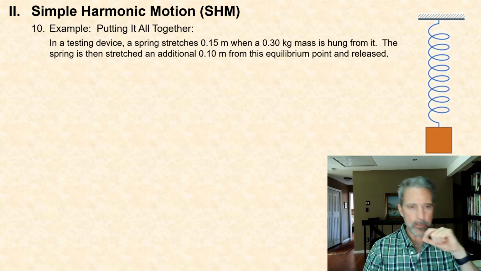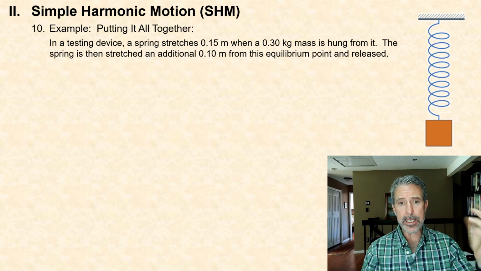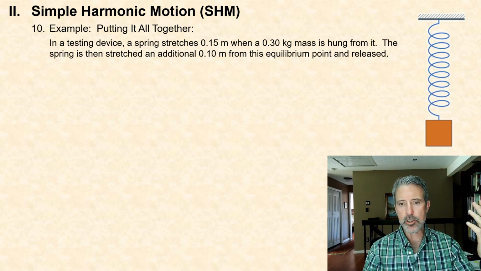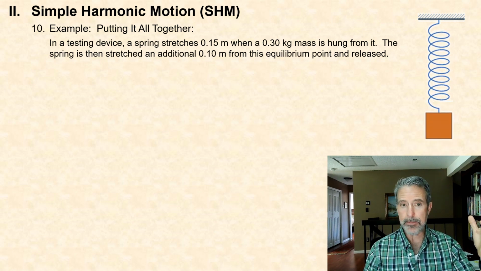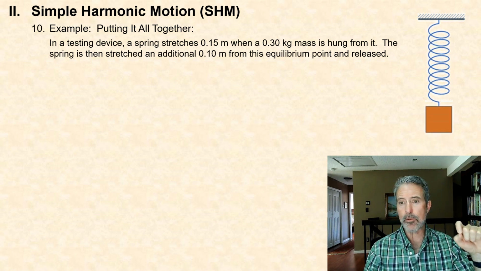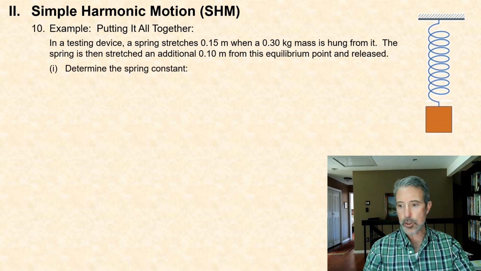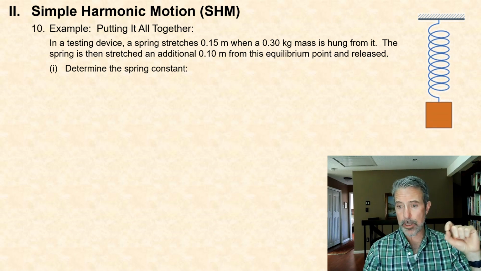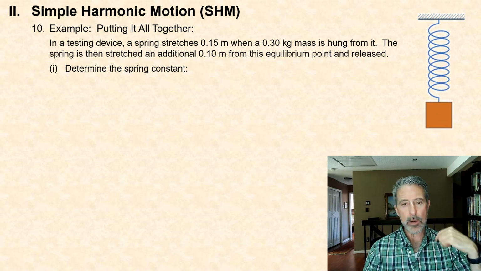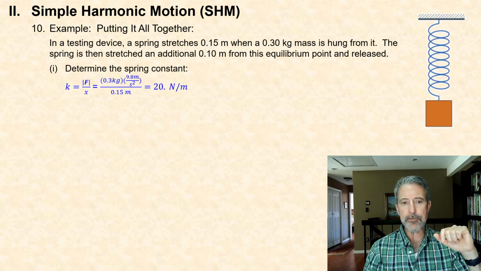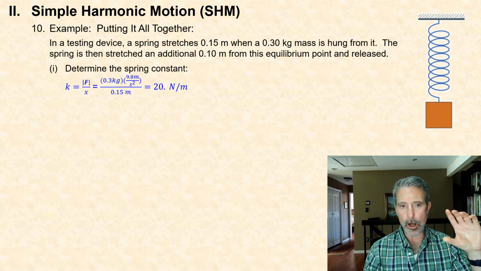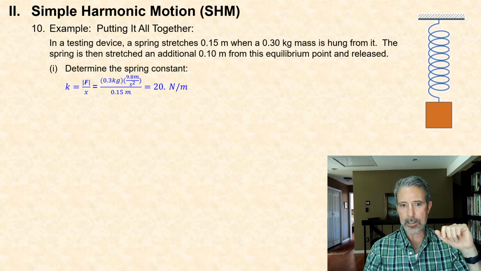So in this problem, we're told that in a testing device, a spring stretches 0.15 meters when a 0.3 kilogram mass is hung from it. The spring is then stretched an additional 0.10 meters from this equilibrium point and released. So first we're asked to determine the spring constant. Well, we have enough information to use Hooke's law to determine the spring constant, right?